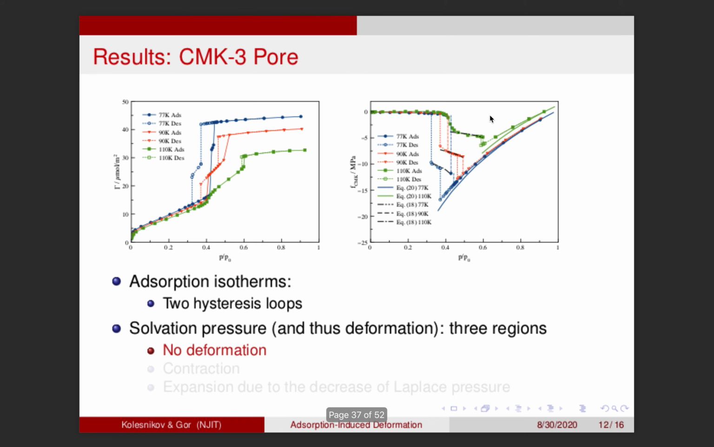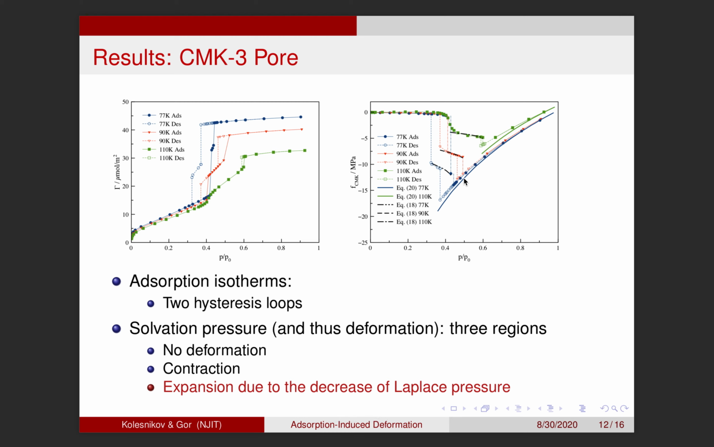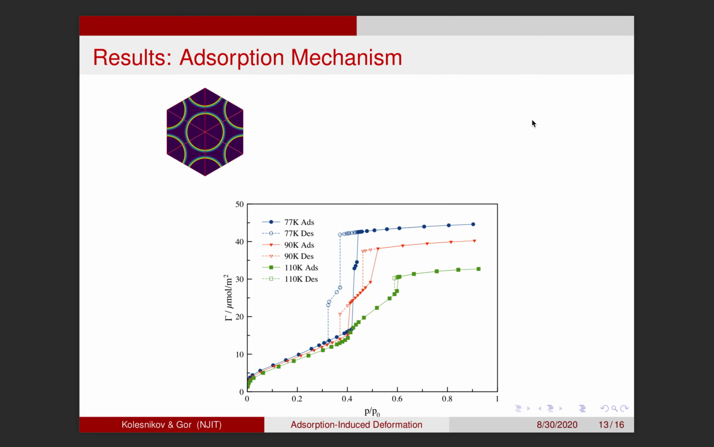So initially we have no deformation, then we have contraction, and then we have this expansion region, which is again this logarithmic trend that is well known in the studies of adsorption-induced deformation. So this is again due to the decrease of the capillary pressure. In order to understand what's going on there, it's instructive to show the density profiles corresponding to different regions.